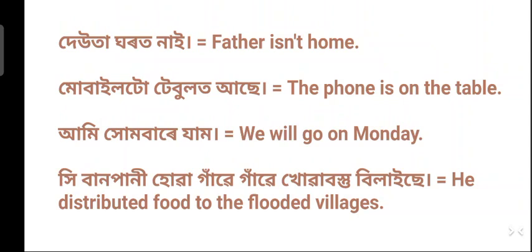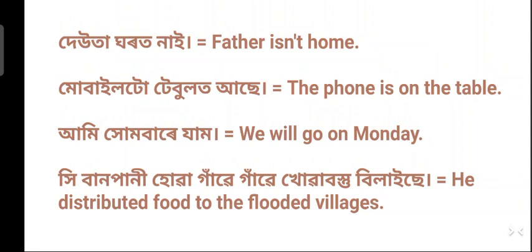And the A suffix is also used when the noun is doubled. For example, he banpani hua gawe gawe khua bostu bilaise. He distributed food to the flooded villages. Banpani means flood. Banpani hua means flooded. Hua means happening. Gao means village. And gawe gawe means many villages, or in different villages. Kuabustu means food. Bilaise means distributed. He distributed food to the flooded villages.